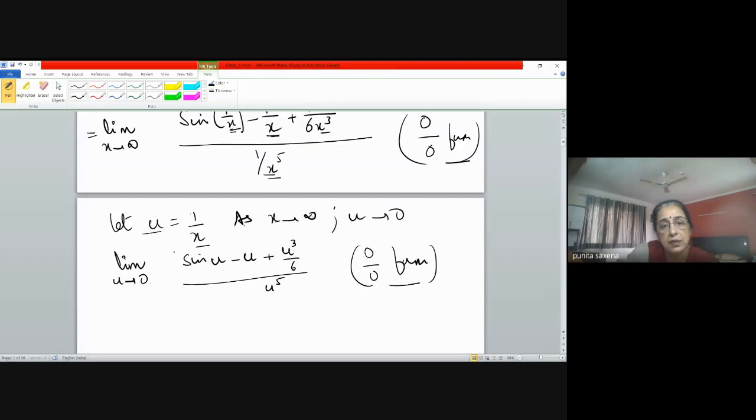But now the term which we have got is much simpler, in the sense that we have direct polynomials here, and we have a trigonometric function with just one variable u. So now we can apply L'Hopital's rule here as many times as we want, and then we can get the answer. You can do the rest on your own, right? Yes, ma'am.